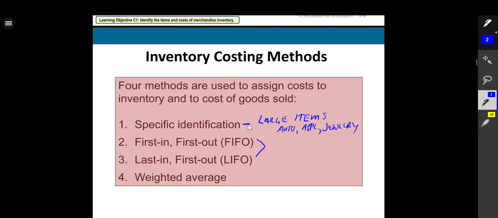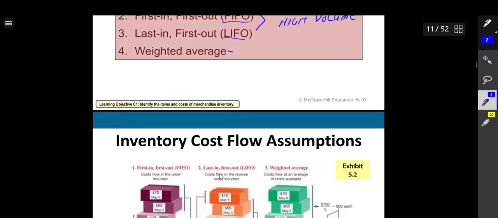If you were in a jewelry store, you would have large ticket valuable items. Now, FIFO and LIFO and weighted average can be used by high volume retailers, and they are. The difference is what emphasis you are placing and where. If you're using FIFO, you're going to approximate the cost that you're dealing with in ending inventory. If you're using LIFO, you're going to attempt to identify that cost in cost of goods sold. Weighted average comes out in between the two. We'll get into that a little more later.